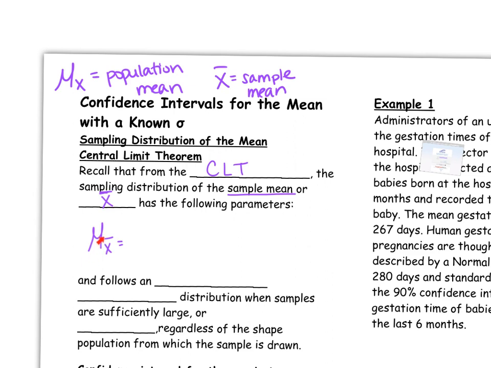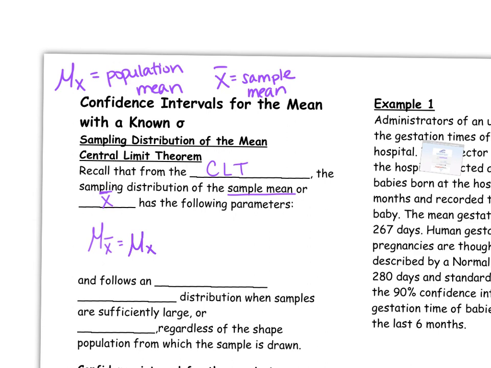If we try to read this here, mu of x bar, what does that mu stand for again? Population mean. What does x bar stand for? The sample mean. So the population mean of all the sample means is equal to the population mean. We did an activity for this. That's significant because I can find samples with no problem. It's a lot harder to find a population value. You have to know all the values in the population to do that.